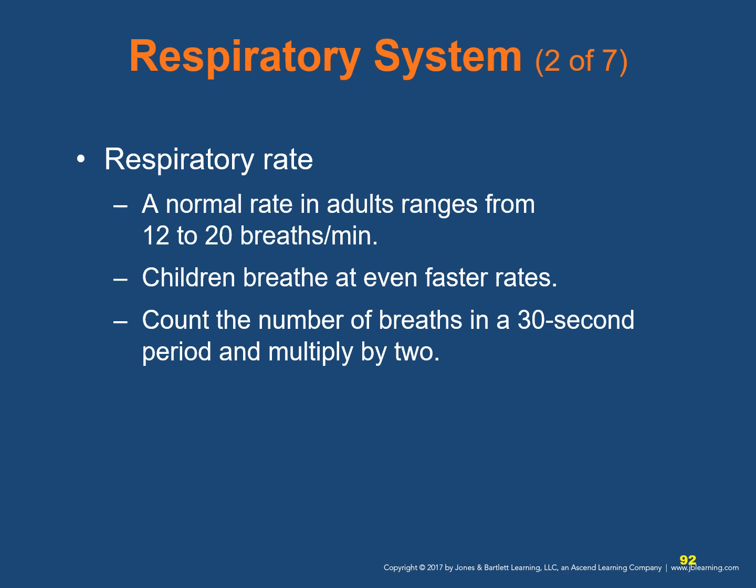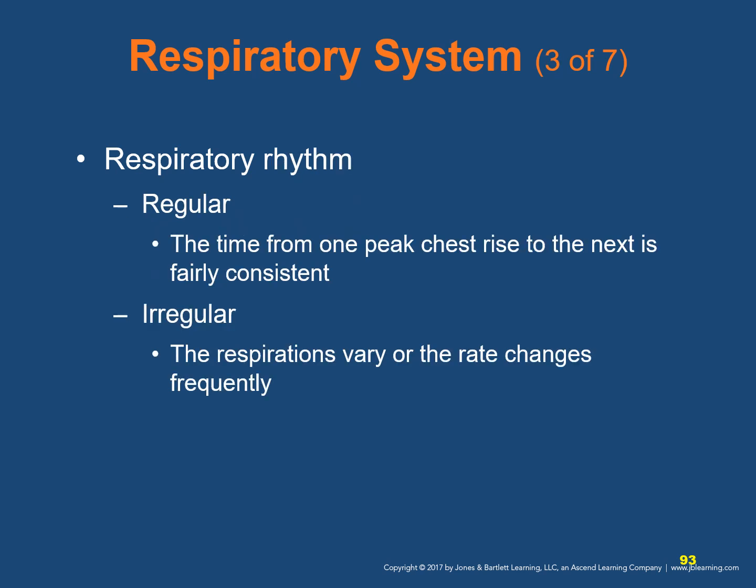Children can breathe at even faster rates. Respirations are determined by counting the number of breaths in a 30-second period and multiplying times 2. This result equals the number of breaths per minute. With respiratory rhythm, if the time from one peak chest rise to the next is fairly consistent, respirations are considered regular. If the respirations vary or the rate changes frequently, the respirations are considered irregular.